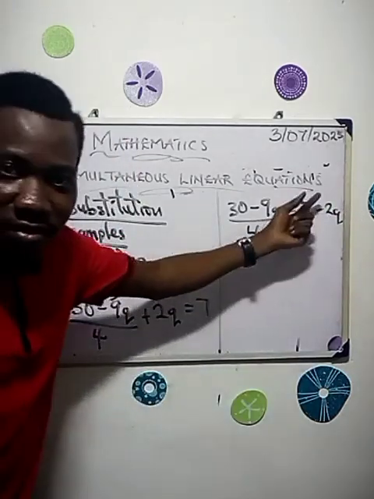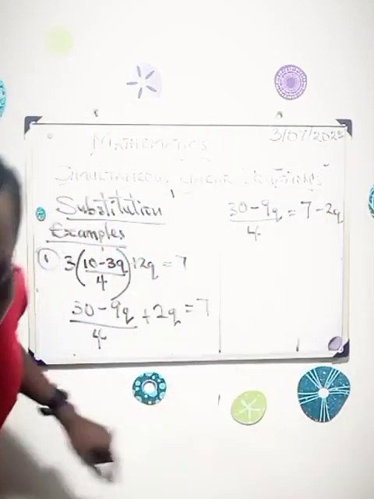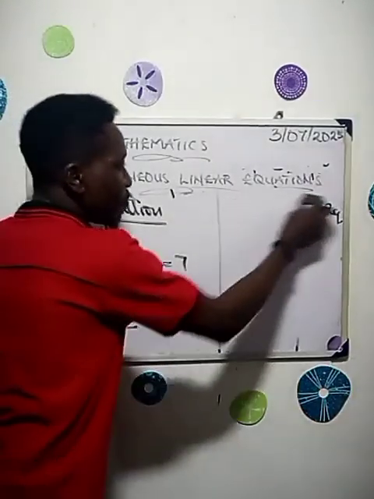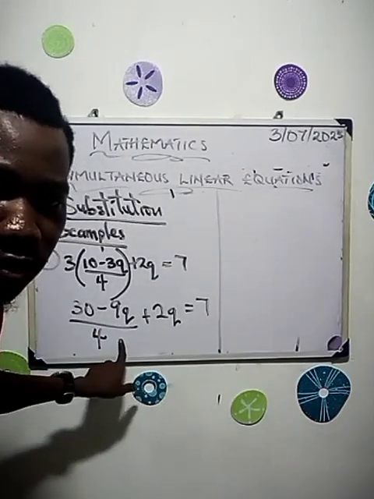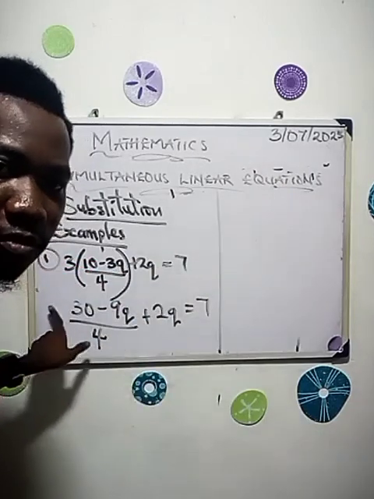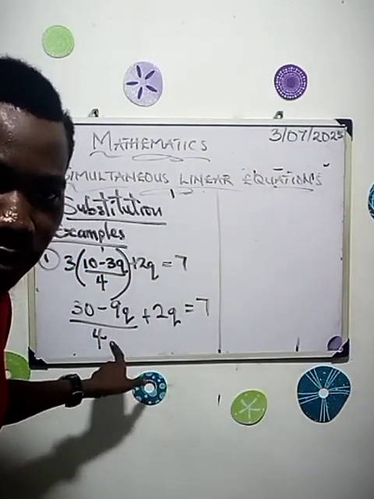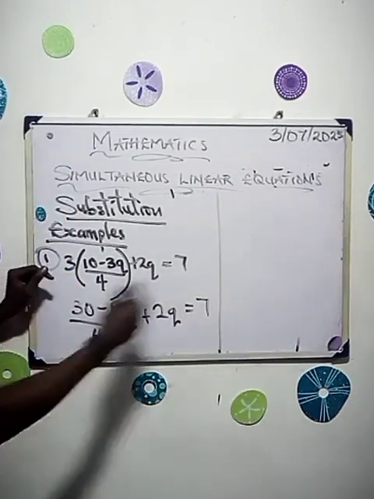Now when I have this, I will then cross multiply by 4. But let's just multiply through by this denominator we have here. Let's multiply through by 4. It's the same thing we are going to be doing, but just not to confuse us.